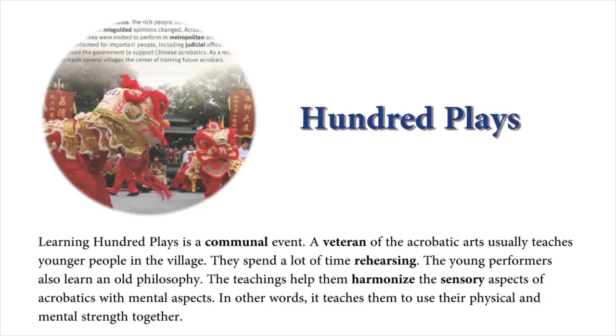Learning 100 plays is a communal event. A veteran of the acrobatic arts usually teaches younger people in the village. They spend a lot of time rehearsing. The young performers also learn an old philosophy. The teachings help them harmonize the sensory aspects of acrobatics with mental aspects. In other words, it teaches them to use their physical and mental strength together.